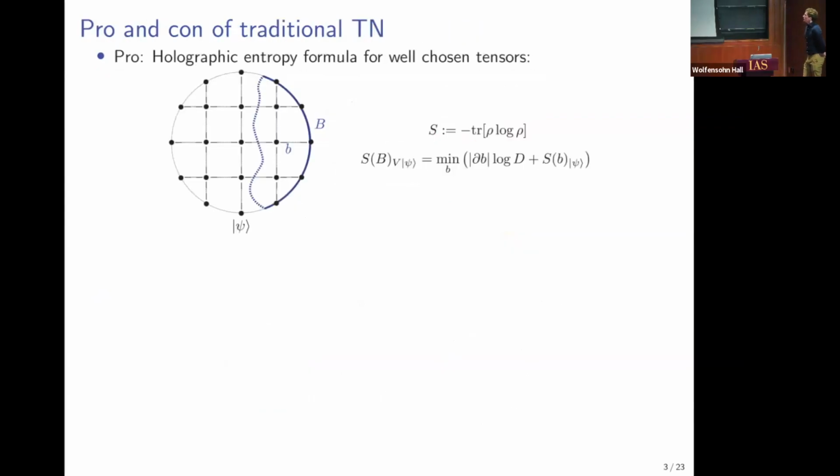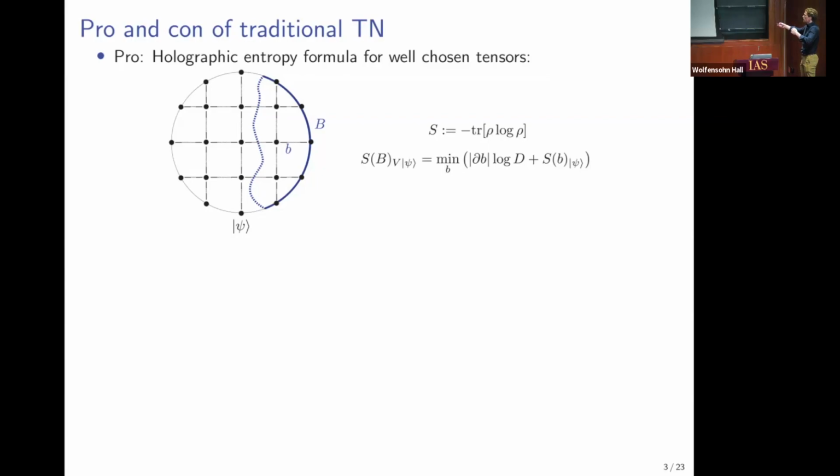Now, the pro of this is that they give you a holographic entropy formula. This is something that's very nice about AdS-CFT, and you're just gonna have to believe me that it's very nice and very influential in AdS-CFT. And what it looks like in tensor networks is the following. Let's say you had some bulk state, and then you used this map to get some boundary state. So you have some state on all the degrees of freedom living at the boundary.